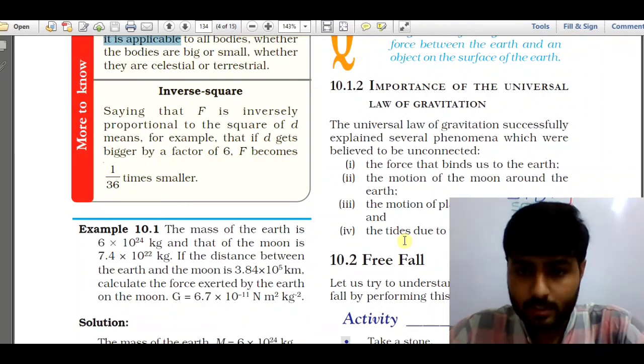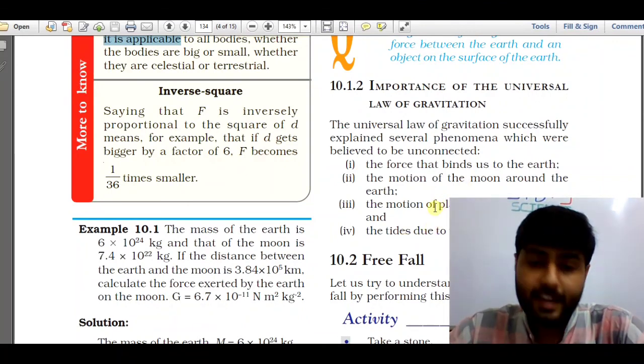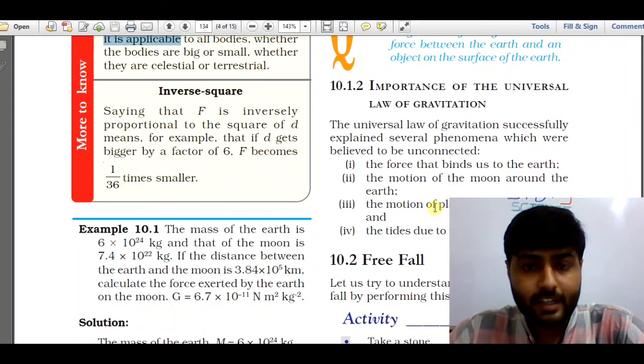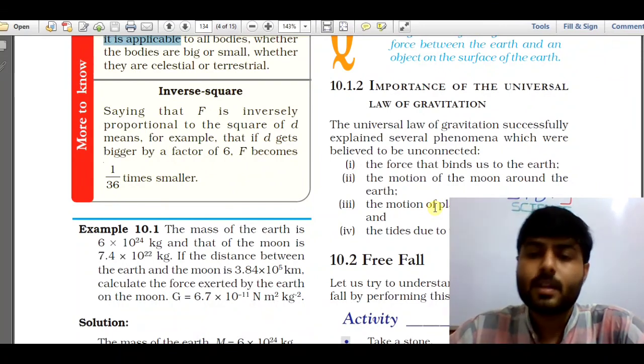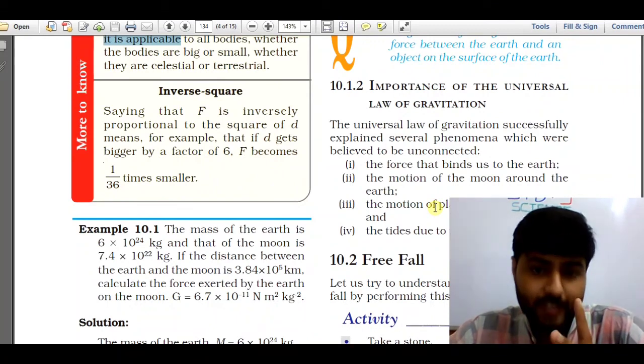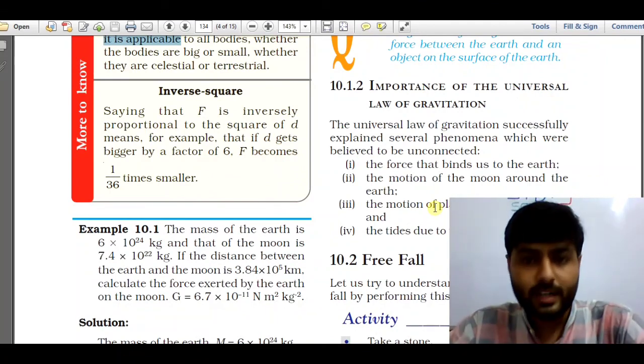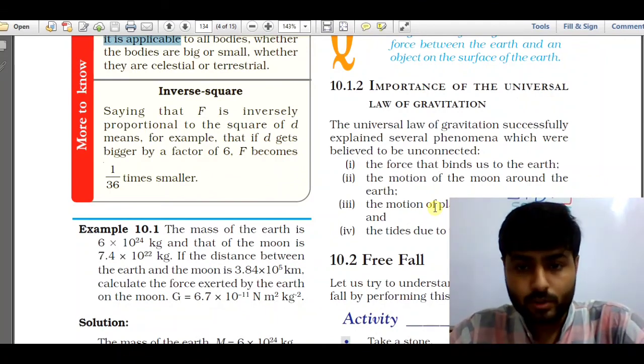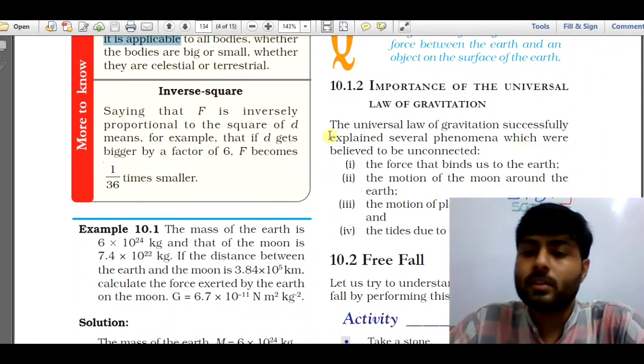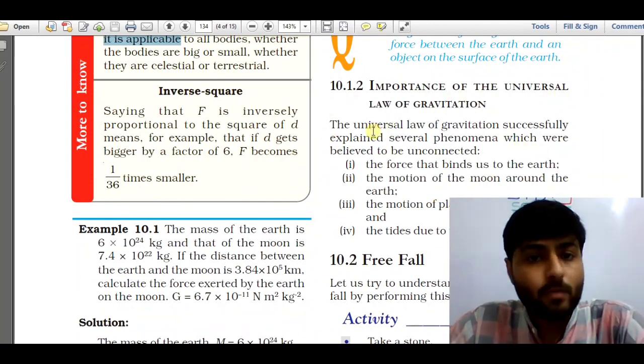So in this session we discussed derivation of gravitational force and the formula for gravitational force. It is dependent on mass of both objects and distance between the objects. We also discussed one small question, that is, the importance of the universal law of gravitation.